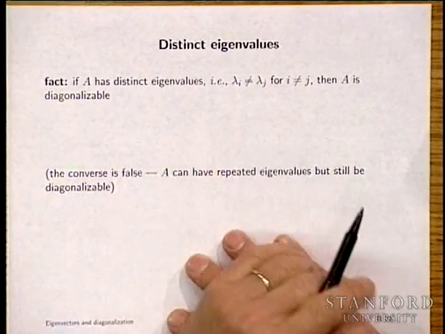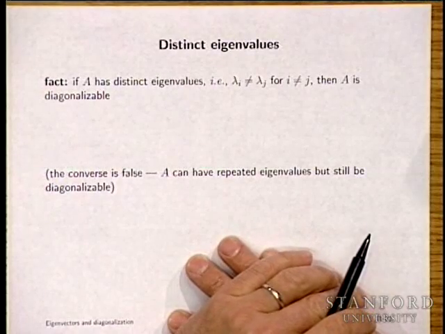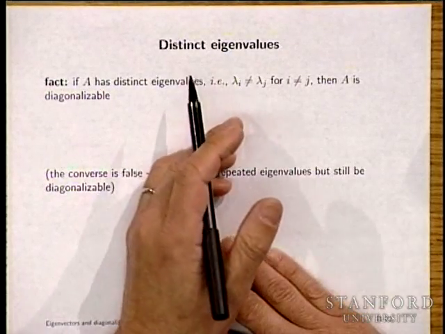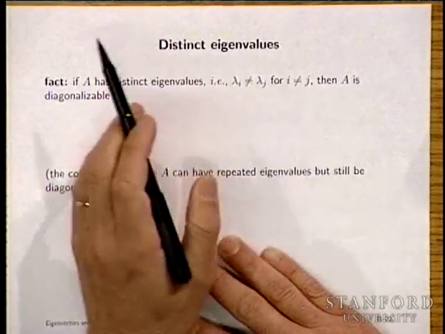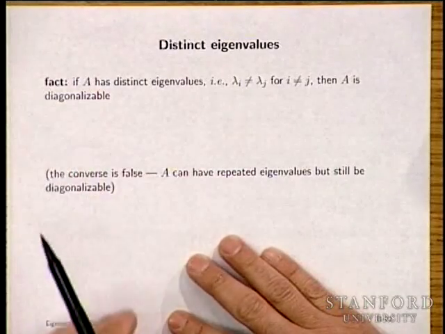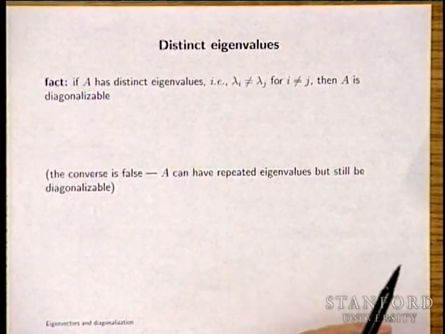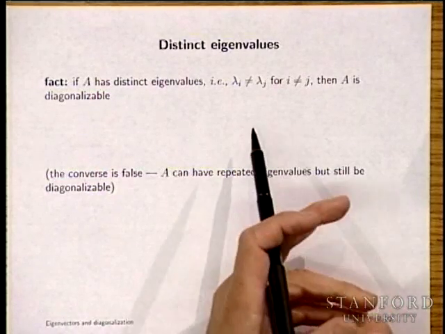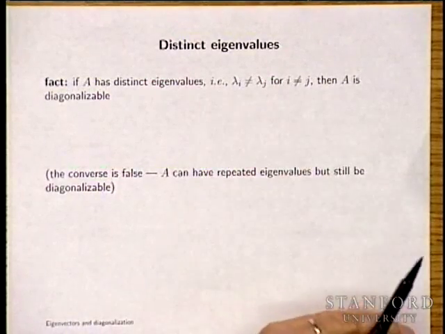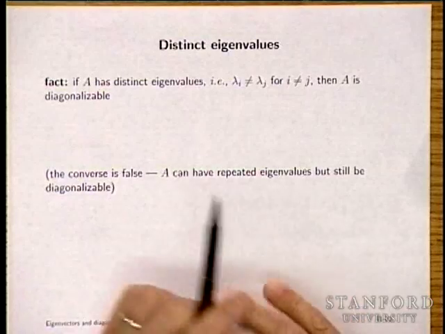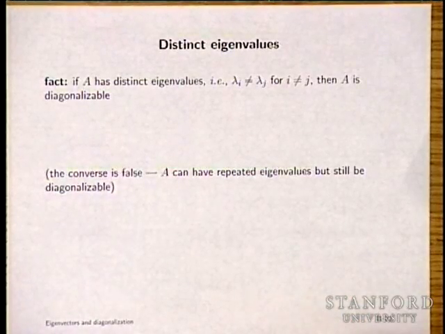All right. We're going to see the general picture very soon, but for now we can say the following. If a matrix has distinct eigenvalues, so if all n eigenvalues are different, A is diagonalizable. Okay? We'll show this later, but that's just something to know. By the way, the converse is false. You can have repeated eigenvalues but still be diagonalizable.